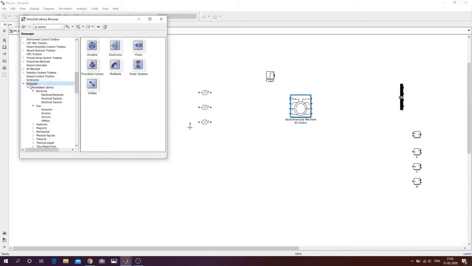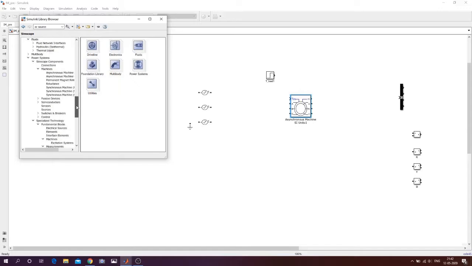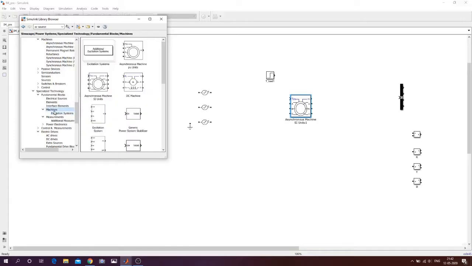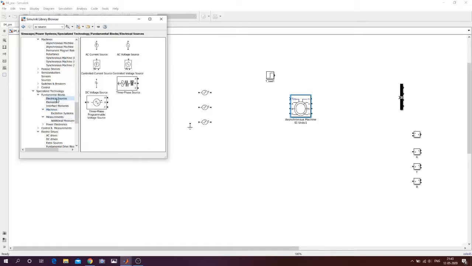We will go to Simscape, then specialized technology, then machines. You click on machines. You will get this one, asynchronous machine SI units, right? And the other things, that is the source. I've taken three sources. You will get them over here, under electrical sources.